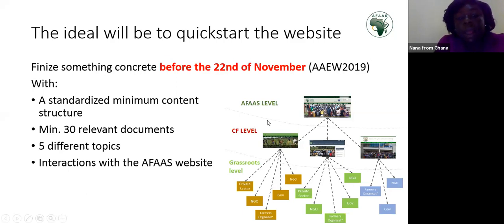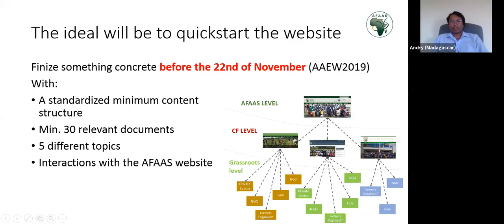So for the five topics, are we supposed to choose the ones that pertain to our country, or are we going to have a standard five we're all going to work on? What do others think about that?